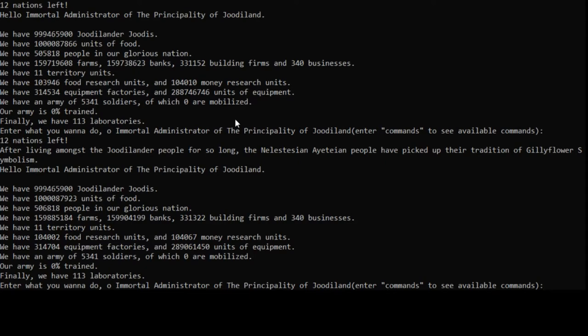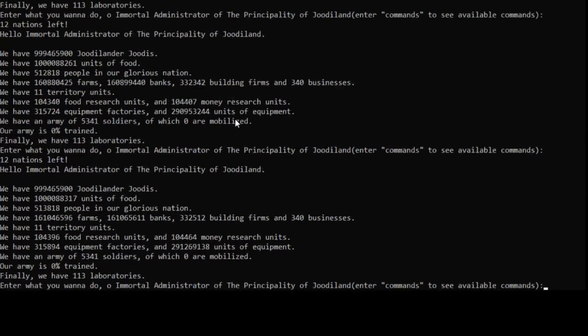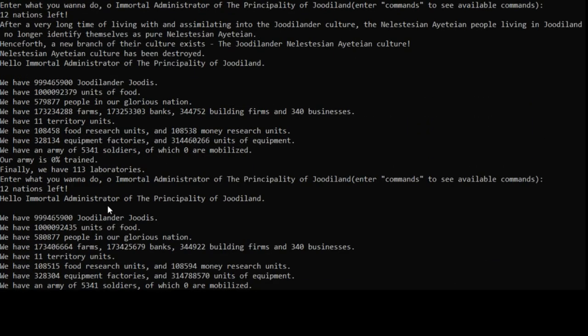Well, now the Nelestesian Ayatayan have been basically becoming Joodilanders at this point. Which is good to know. After a very long time of living with and assimilating into the Joodilander culture, the Nelestesian Ayatayan people living in Joodiland no longer identify themselves as pure Nelestesian Ayatayan. Henceforth, a new branch of their culture exists, the Joodilander Nelestesian Ayatayan culture.